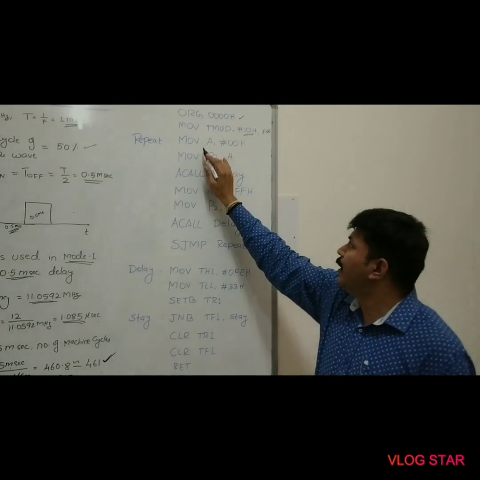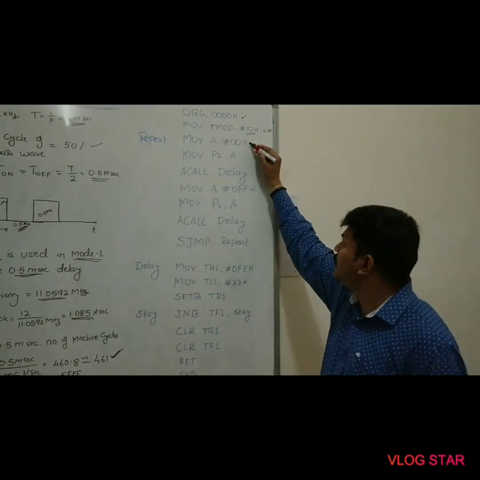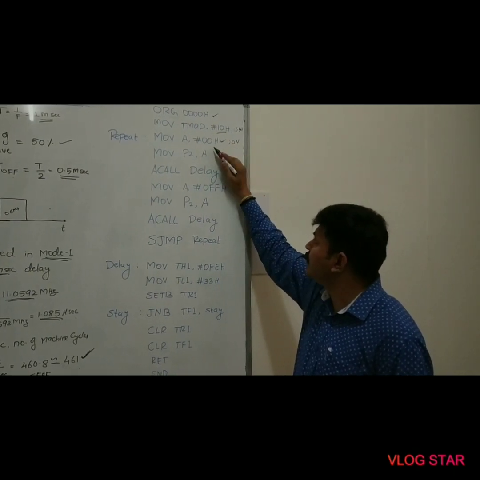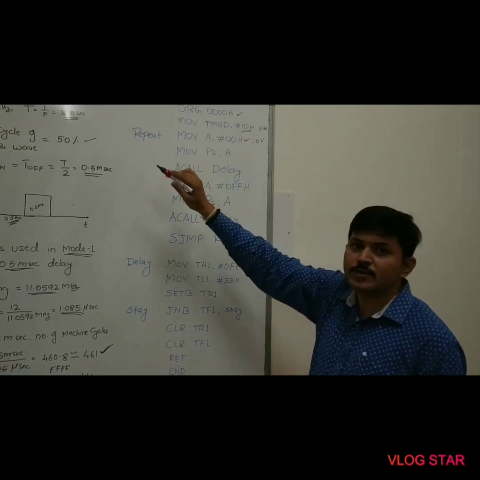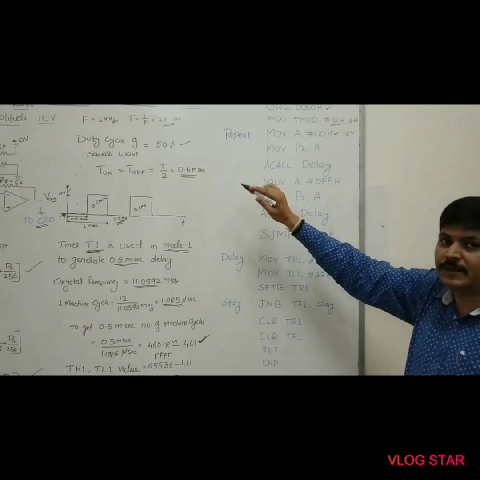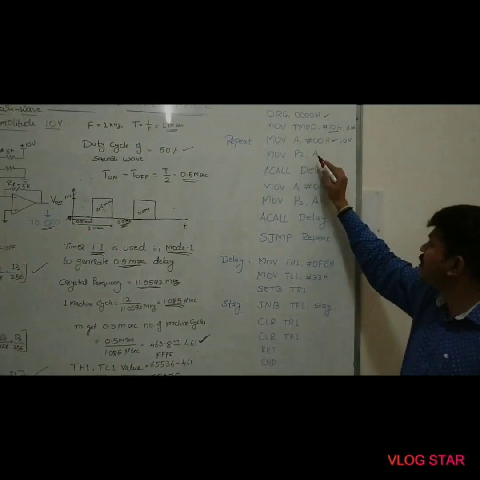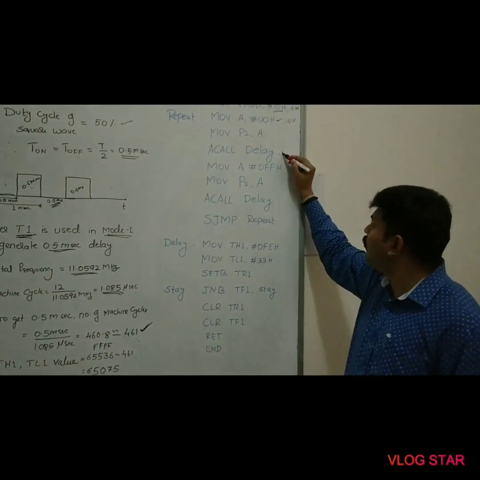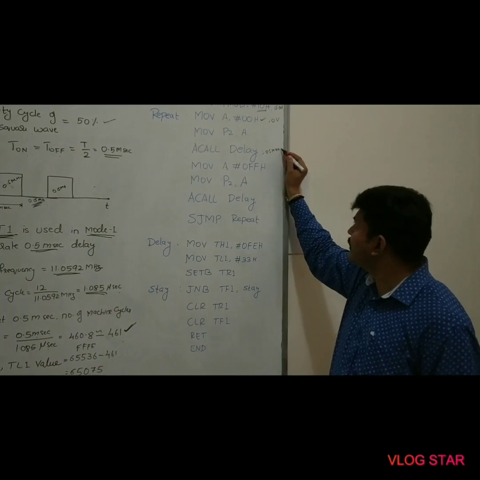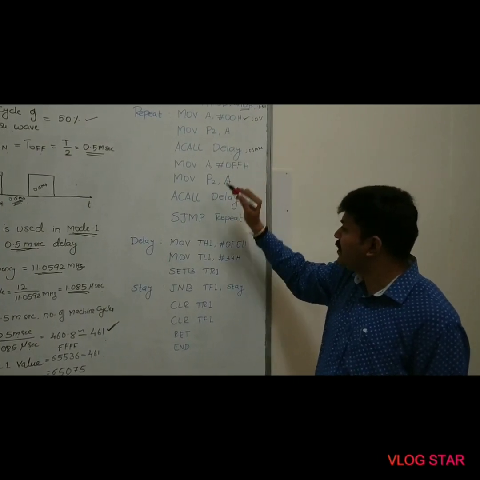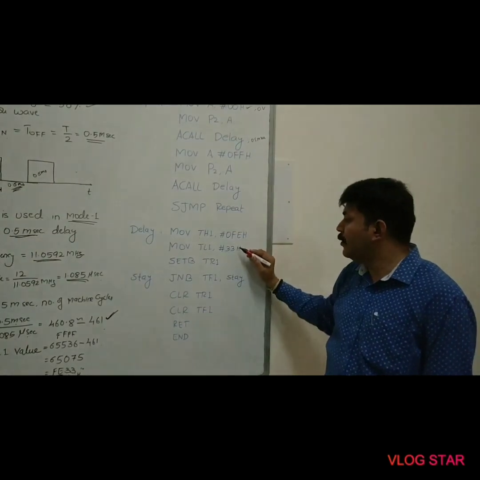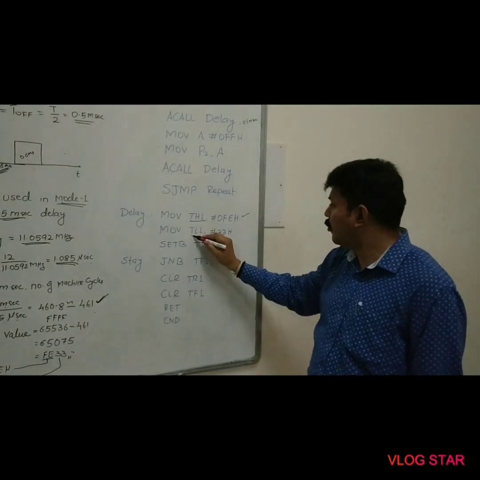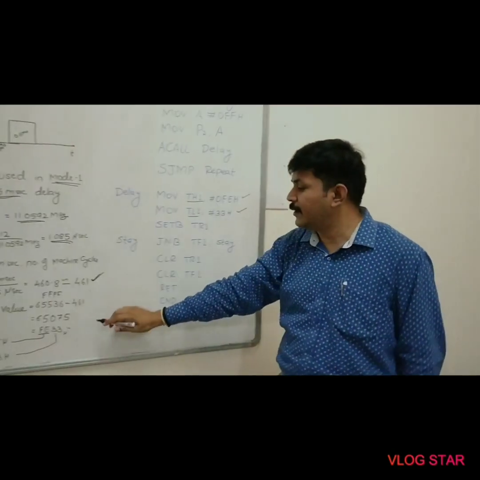Okay. Then I will move the accumulator value as 00. So this is the equivalent of 0 volts. Then move to port 2. Port 2 is what I have used, I have interfaced the DAC to port 2. Hence, port 2 is loaded with 00. Then I call a delay of 0.5 milliseconds. So when I call the delay program, it will jump to the delay routine, where I will first load the higher byte of the timer with FE and the lower byte of the timer with 33, which I calculated here.